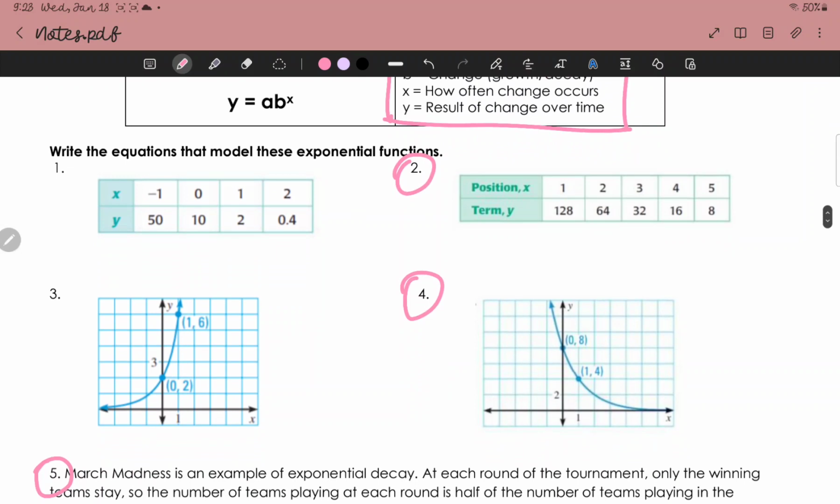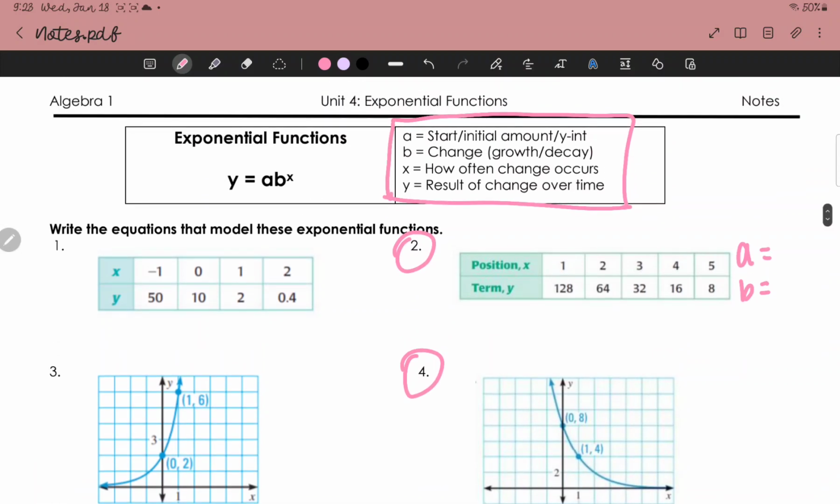For number 2, I need to identify my A and my B in order to write my exponential function, or they ask me for an equation, so I just need to have the y. So I know I'm going to have y equals something. My A is my initial amount, my initial value, just like we just did on the previous page, when x equals 0. It's super easy to get back to 0 here. If x equals 0, I can go backwards 1. So can't I do the same thing for the y's?